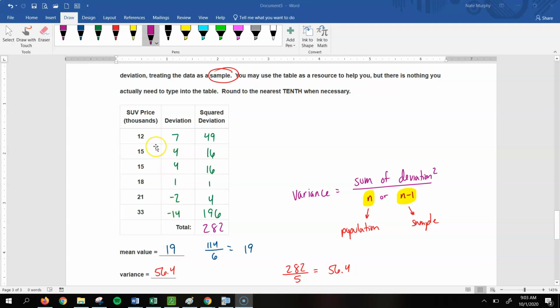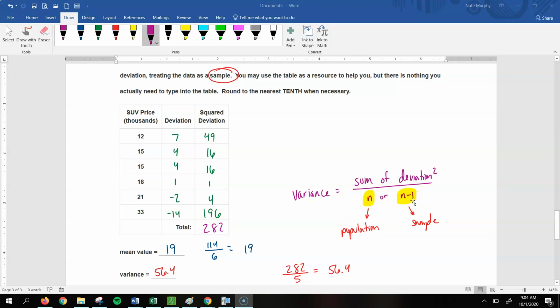So to find the deviation, we're going to figure out how each of these values differs from the mean. So we would take 19 minus 12, 19 minus 15, 19 minus 18, and so on. And so we get that middle column. And then we square those numbers to find the squared deviation. So when you square those numbers, you get your third column. And then we add those numbers together and you get your total, or your sum of the squared deviations, is 282.